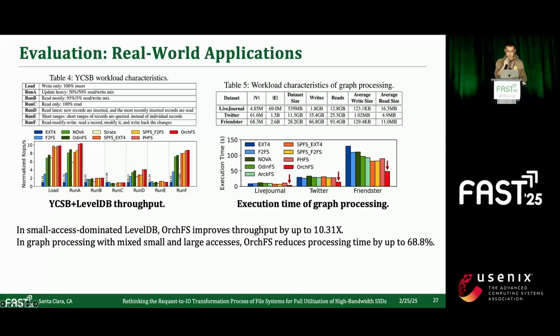Finally, let's see how ORCFS performs with real-world applications. LevelDB workloads are full of small requests. ORCFS uses NVM to handle the majority of the requests, while the large compaction writes are handled quickly by the SSD. As a result, ORCFS performs exceptionally well across all workloads. For graph processing workload, it has a mixture of large and small requests. Our file system significantly reduced the processing time by up to almost 70%.